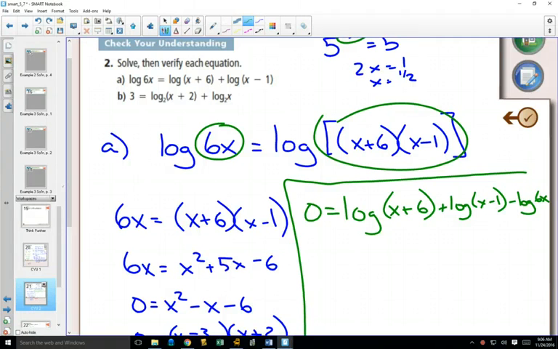And then my other side would equal 0. Another common mistake is when people subtract log 6x to the other side, they don't even write equals 0. You still have to write that it's equal and there's nothing left on the other side.